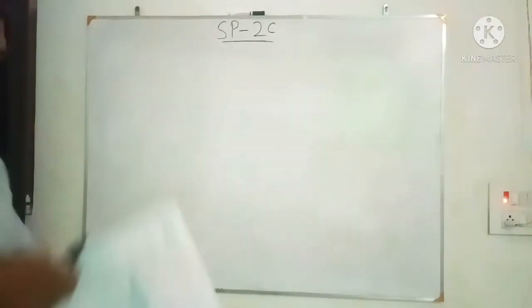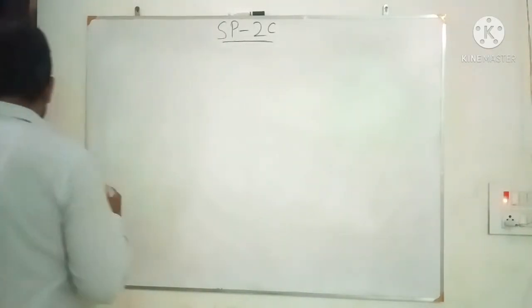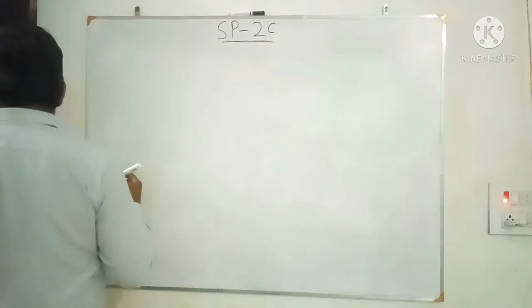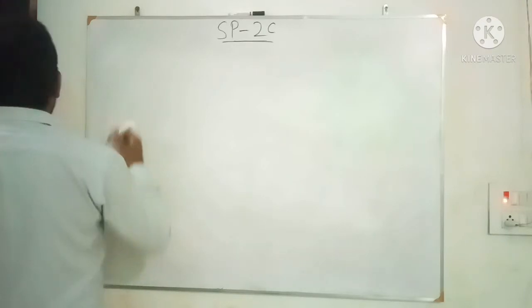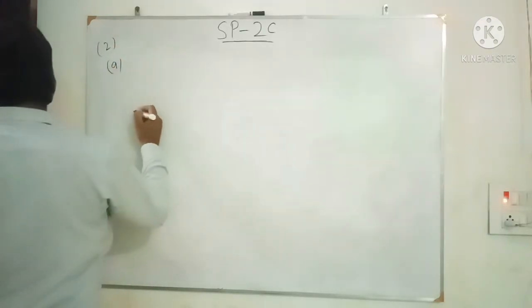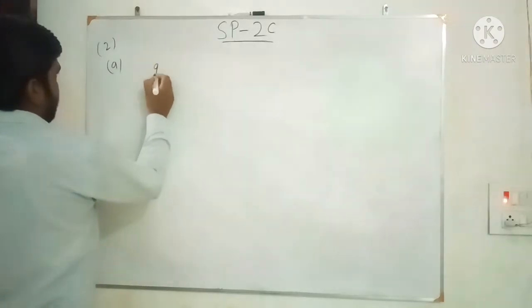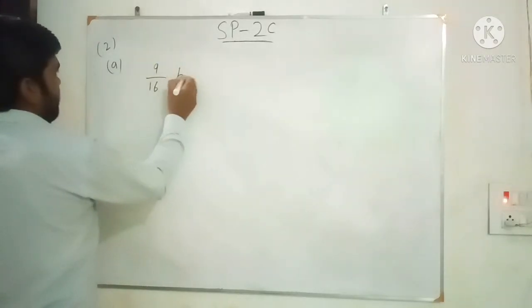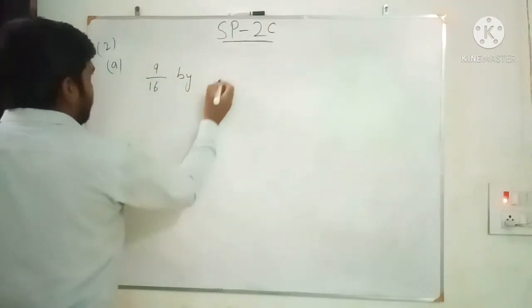Now we move to the next question, number 2. Multiply and write each answer in the simplest form. A, multiply 9 by 16. Multiply 9 by 16 by 8 by 15.